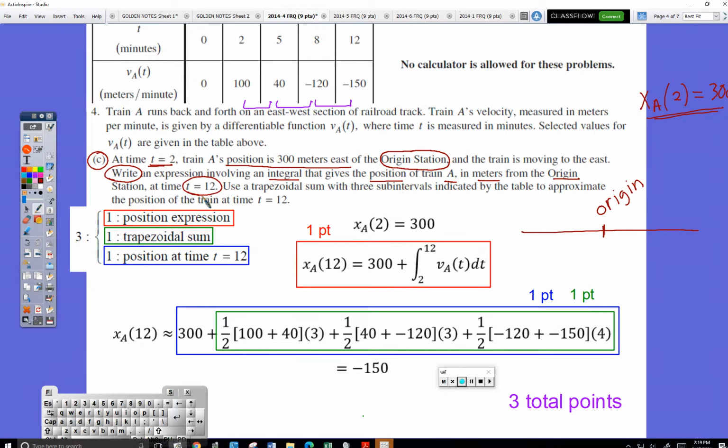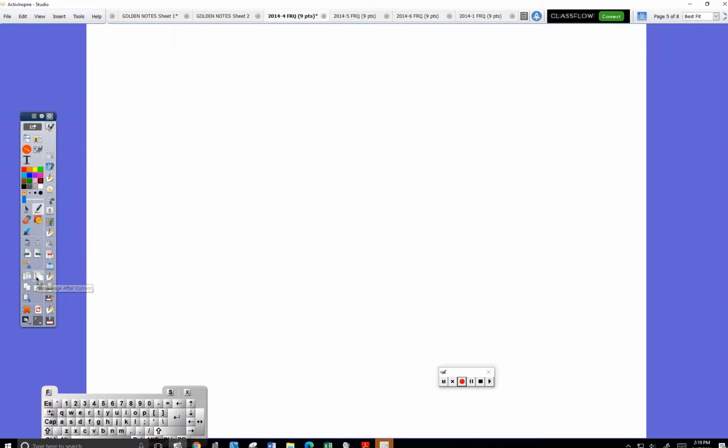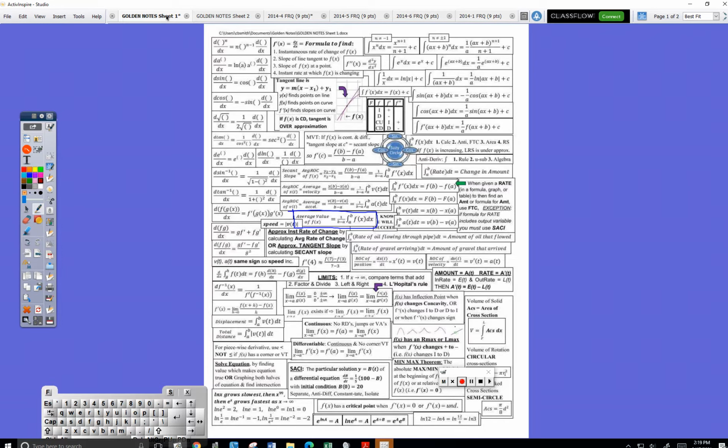So that is absolutely the fundamental theorem, because, go to here, we're talking about an amount and a rate. The amount is the position. They want the position of train A at time 12. The rate is they've given us the velocity of train A. So, as it says in the golden notes right here, most important box on the entire page, if they give you a rate and they want an amount, that's fundamental theorem.